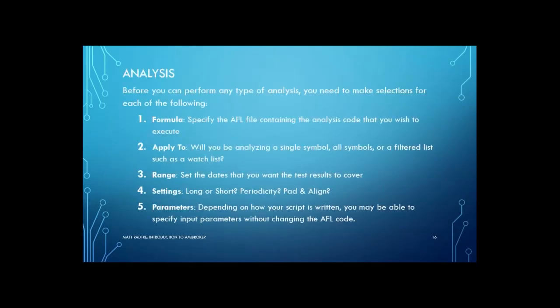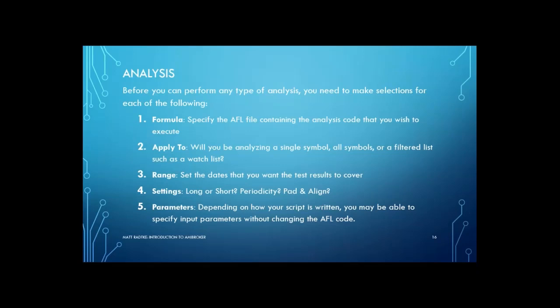All right, so now let's talk a little bit more in depth about analysis. I mentioned briefly scan, explore, backtest, and optimize, and what each of those do. But let's talk a little bit about how we go about doing that in AmiBroker. Before you perform any type of analysis, we need to do some setup and select some things. The very first thing we need to do is select our formula. And the formula is an AFL file, and we'll talk a little bit more about AFL in a couple minutes.